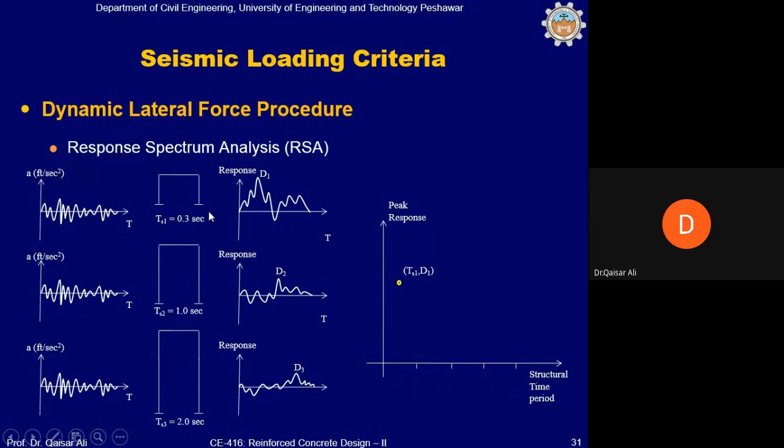So, for example, for a time period of 0.3 seconds, if we apply the time history, it will give us the response of the structure, and the peak of this response will be noted and plotted against the time period of 0.3 seconds on this graph. So, 0.3 seconds and, let's say, d1. Similarly, for another time period, again repeating this procedure of time history analysis, another peak, another peak, another peak.